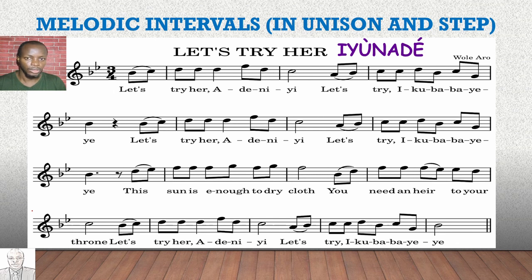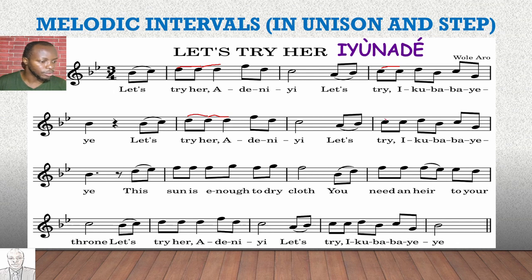Now I want to discuss the points in the music where we have interval of unison and points in the music where we have interval of steps. Now let's start with unison. All right, so unison, we can find unison here on this C and repeating itself here. We also find unison here. All right, we have unison here and here.